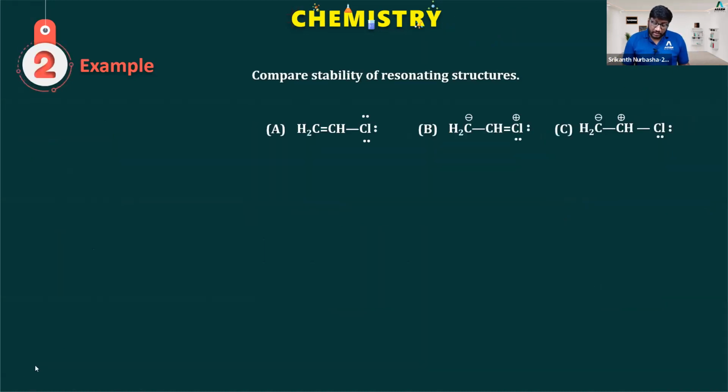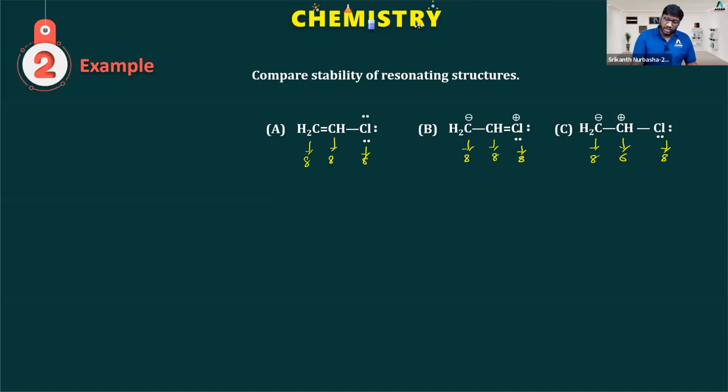Try to compare the stability of resonating structures. Complete octet. Here A and B have octet, but in compound C, if you look at this carbon, it has a positive charge, a C-H bond, a carbon-chlorine bond, 3 bonds, only 6 electrons are there, incomplete octet. A and B have complete octet, yes or no? This carbon has 8 electrons, this carbon 8 electrons, the chlorine also 8 electrons around itself. 8, 8 and 8. A and B complete octet, C is incomplete octet.